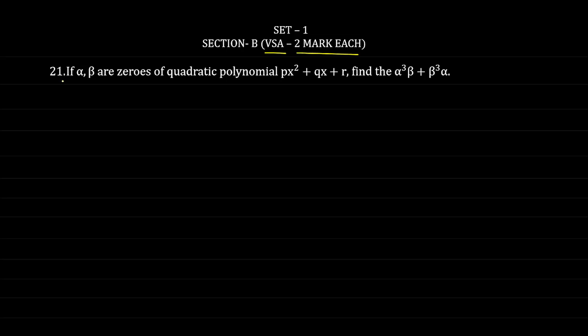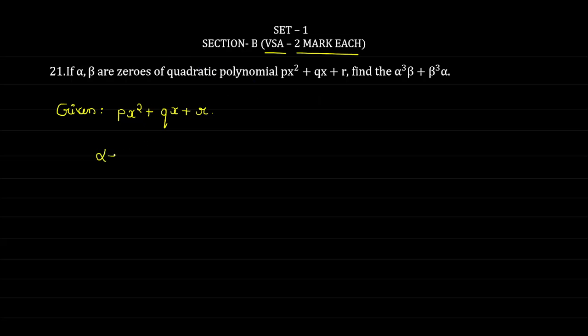Starting with question 21: if alpha and beta are the zeros of the quadratic polynomial px square plus qx plus r, find the value of alpha cube beta plus beta cube alpha. Okay, so see this expression here. This is what we have to find. Let's see the given polynomial first. The given polynomial is px square plus qx plus r. Alpha and beta are the zeros.